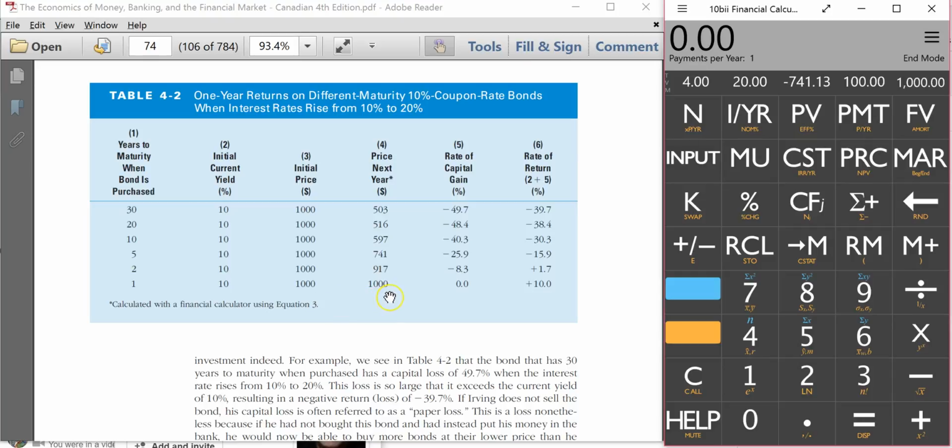A student was trying to figure out how the author came out with the price of the bond after 1 year. And I'm going to show you what the student did, and it was quite logical, but he couldn't get the right answer. So let's take the second bond, the second example, a 2-year bond, 10% initial yield, $1,000 initial price. And how can we calculate this $917? So I'm going to have to plug in my computer here.